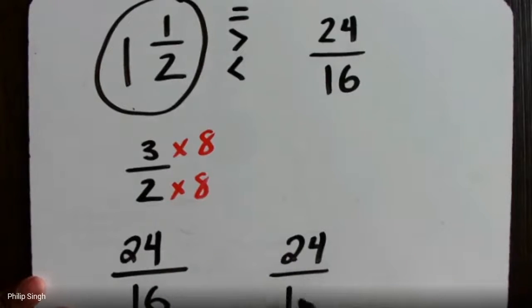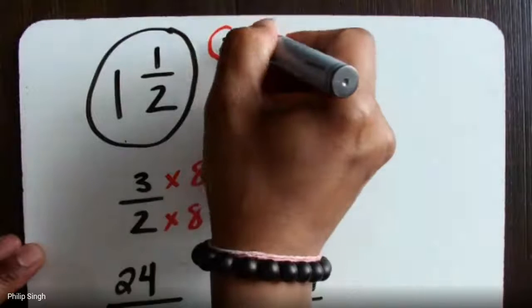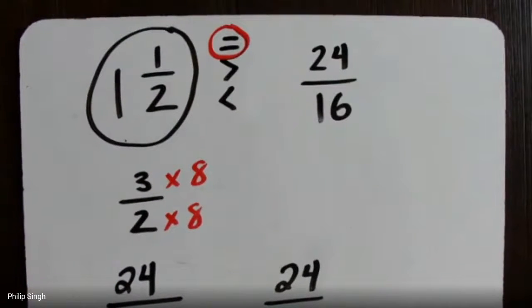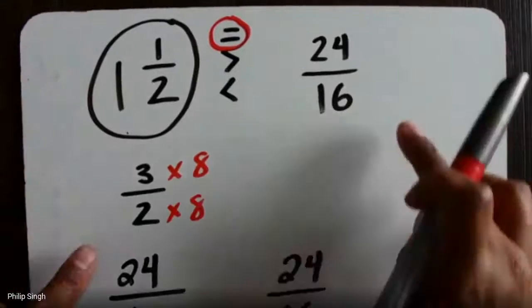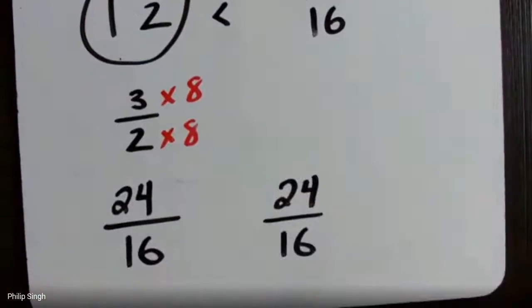And look at that. These two fractions that I began with up here are actually equal to each other. All right, so take your fractions, make them the same type of fraction, make the denominators the same, and then compare.